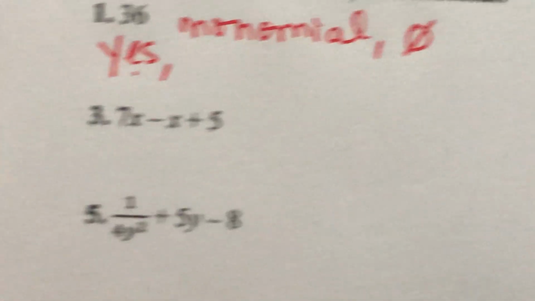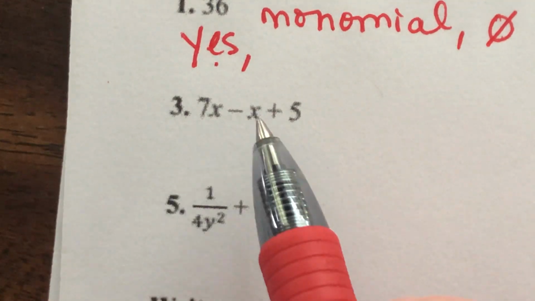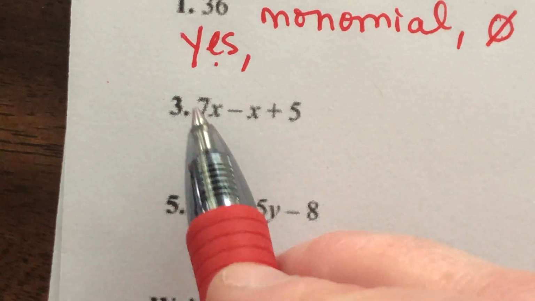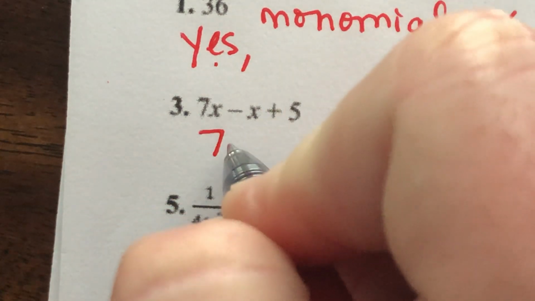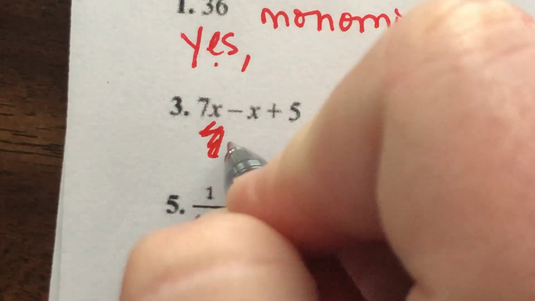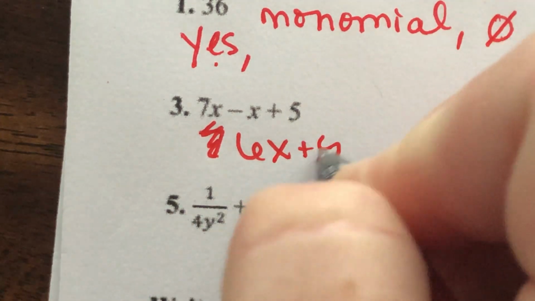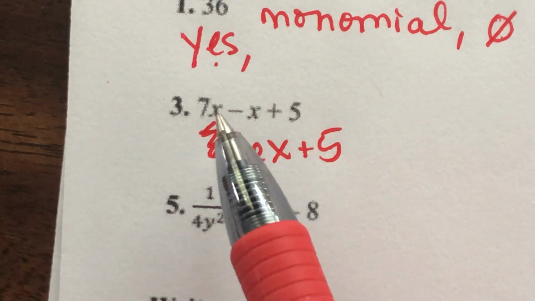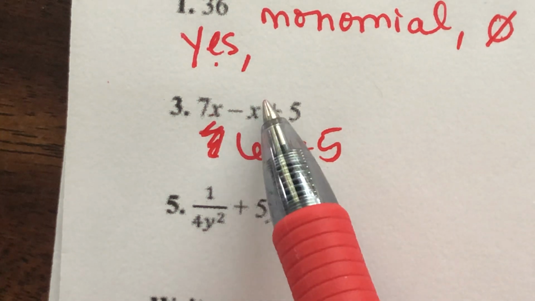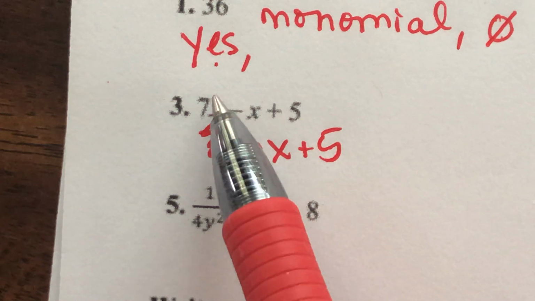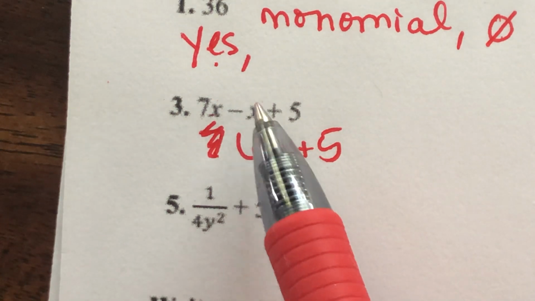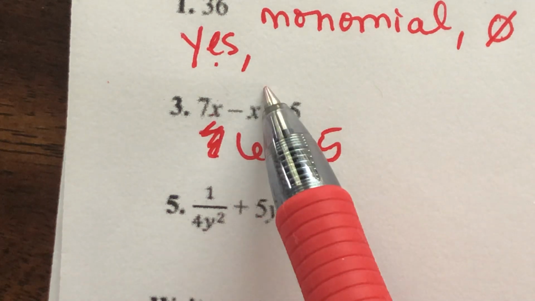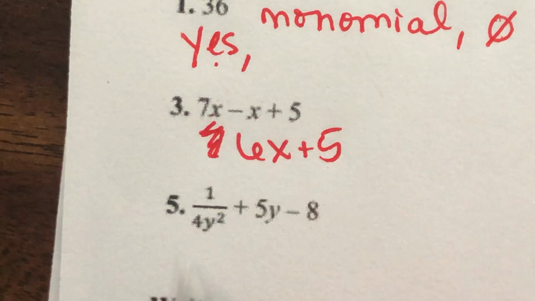Okay, number 3. 7x minus x plus 5. We need to simplify this first off. We can combine these two. 7x minus x is 6x plus 5. Remember, you can't combine terms if they don't have the same variable with the same exponent. So if this was x squared and this was x, I couldn't subtract them. Since they both have an x and both x's have the same exponent, then I can combine them.